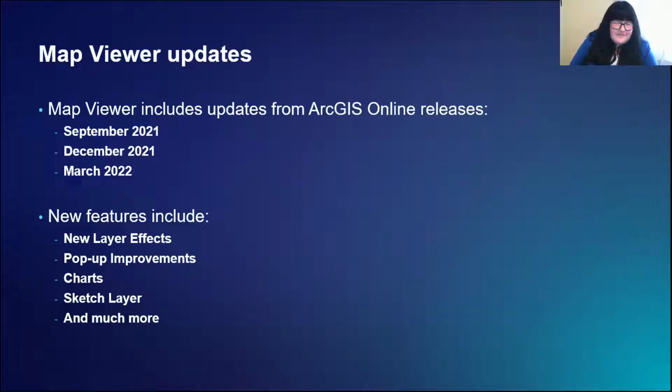Sketch layers are one of my favorite things that we're going to take a look at, and these allow users to interactively add features to their maps, such as a line, a polygon, a stamp, or even some text through a pop-up or text directly on the map. Everything that was covered in those 3 ArcGIS Online updates is all of the functionality you're going to see within the new Map Viewer at ArcGIS Enterprise 11.